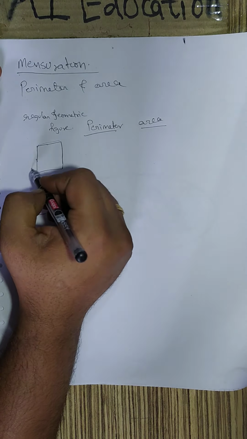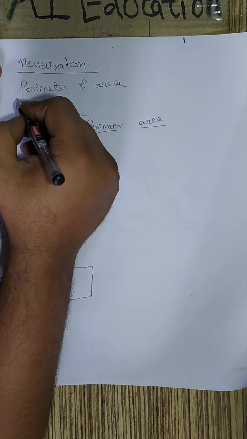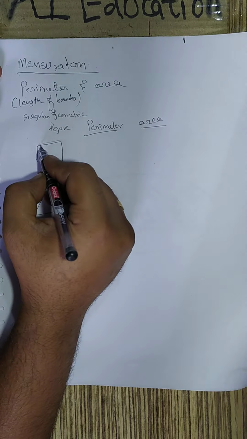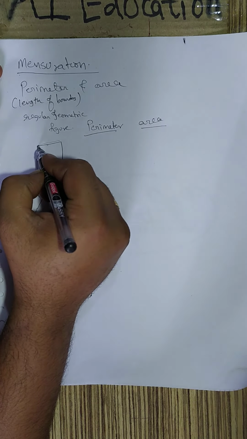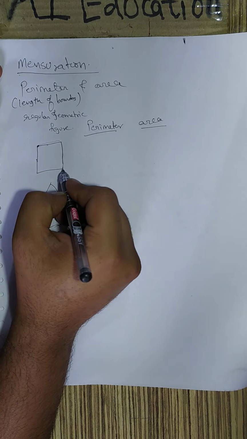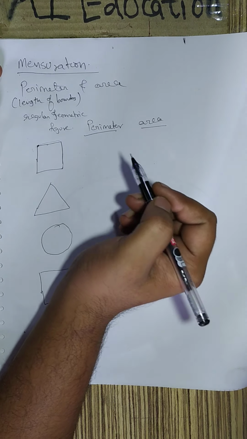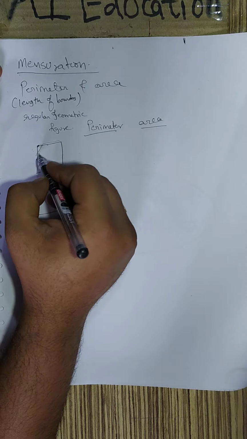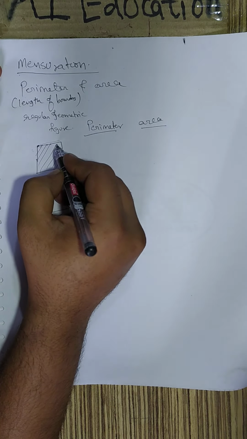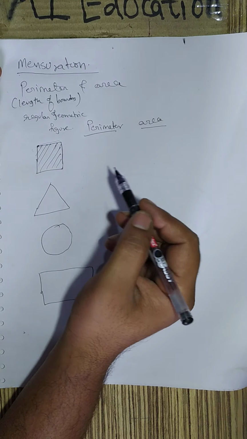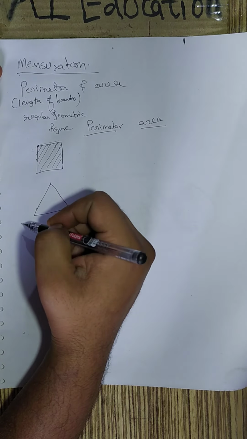Perimeter means length of this boundary. We can say perimeter as length of boundary, total length of this boundary. Starting from here we measure, again this side we measure, this side we measure, this side we measure. So this total measurement gives perimeter. Area means the shaded region. Mathematically it is called as area.